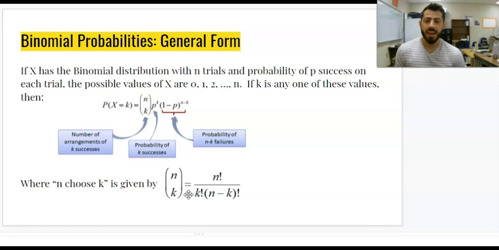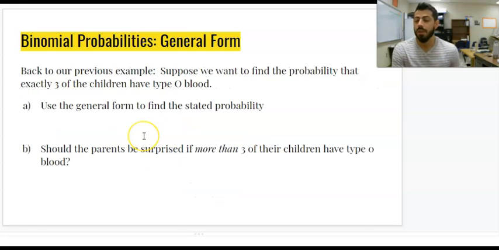So 5 factorial would be 120. 3 factorial would be 6, and 2 factorial would just be 2. So 120 divided by 6 times 2, so 120 divided by 12 would be 10. So this is 10 times 0.25 to the third power times 0.75 to the second power, which when you do the math equals 0.087.